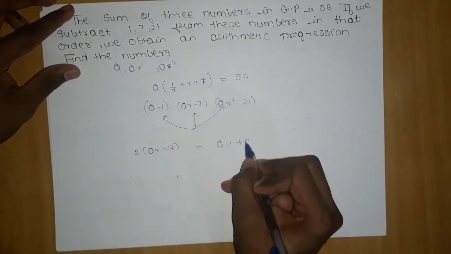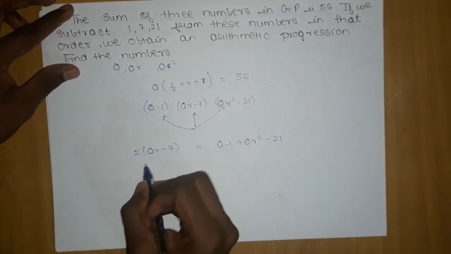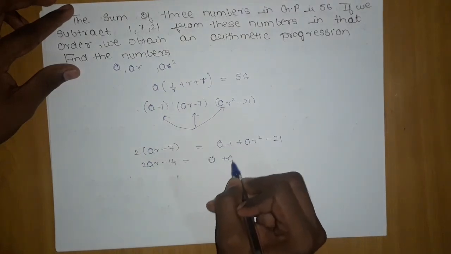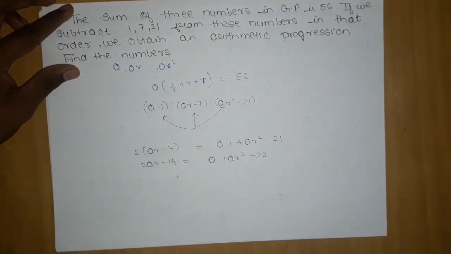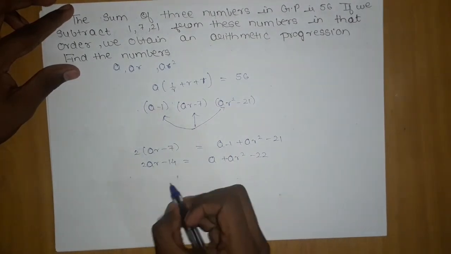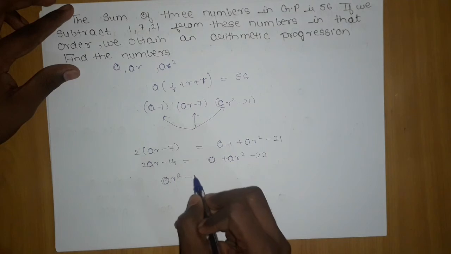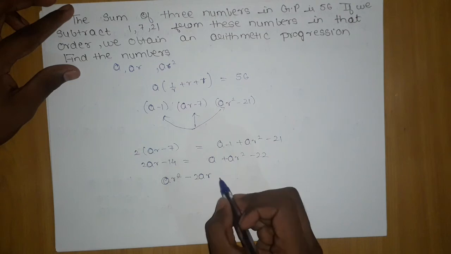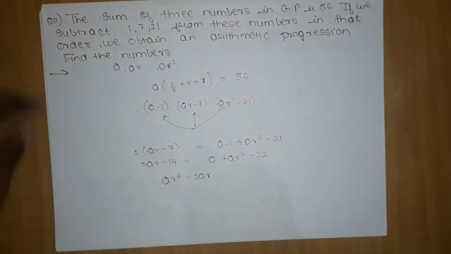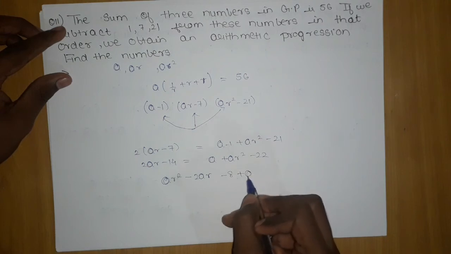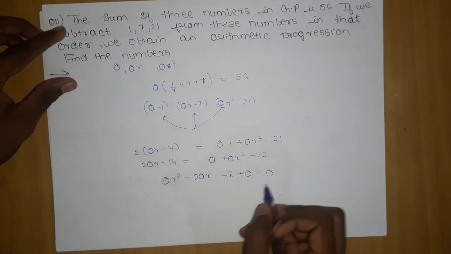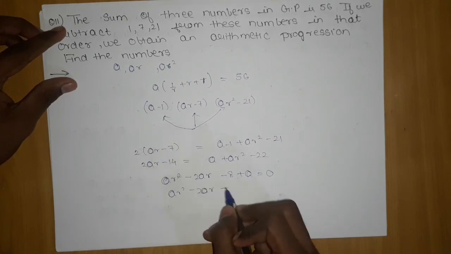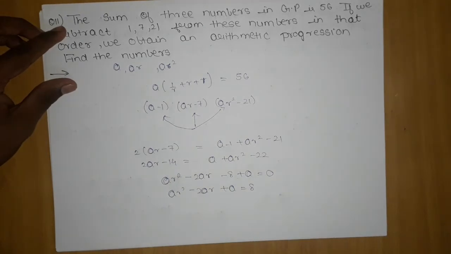A minus 1 plus ar square minus 21. What we get? 2ar minus 7 to the 14, which is nothing but a plus ar square minus 22. And here, if you notice, we have ar square minus 2ar. Similarly, 22, if I move it here, it will be 8, minus 8 plus a should be equal to 0. Now if I move 8 that side, ar square minus 2ar plus a should be equal to 8. So we got this thing.